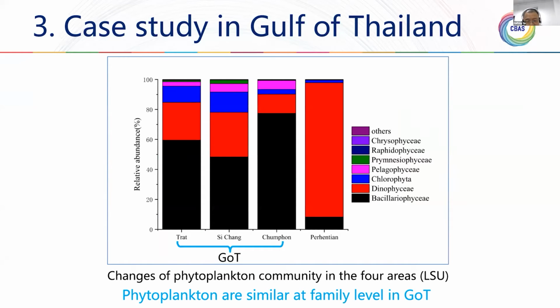According to the database derived from the LSU sequence, we found the phytoplankton communities are similar at the family level in the Gulf of Thailand, but different from Perhentian Island. Diatoms, as represented by the black color, are the dominant group in the Gulf of Thailand, followed by the red dinoflagellates. But in Perhentian Island, dinoflagellates are the predominant group with a few diatoms.